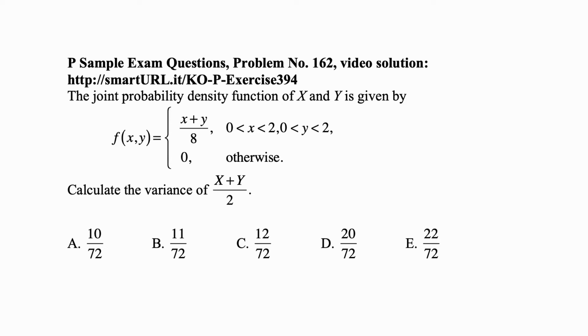Here's a problem for today for exam P on probability. The joint probability density function of X and Y is given by f of x, y equal to (x plus y) over 8 for x between 0 and 2 and y between 0 and 2. Calculate the variance of (X plus Y) over 2.